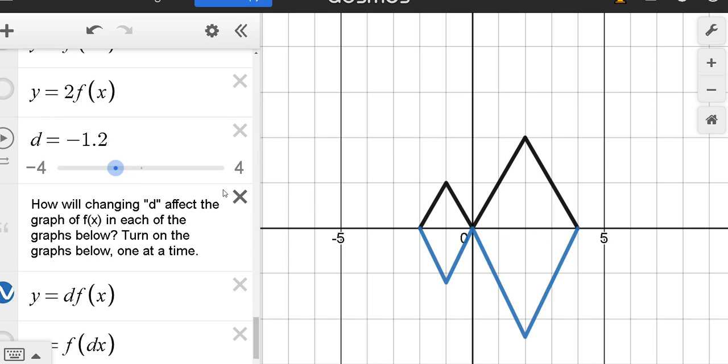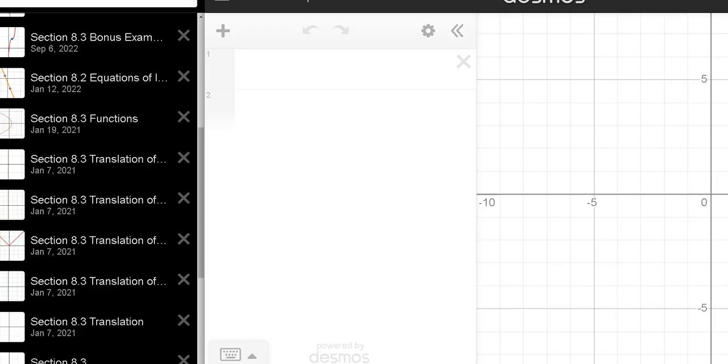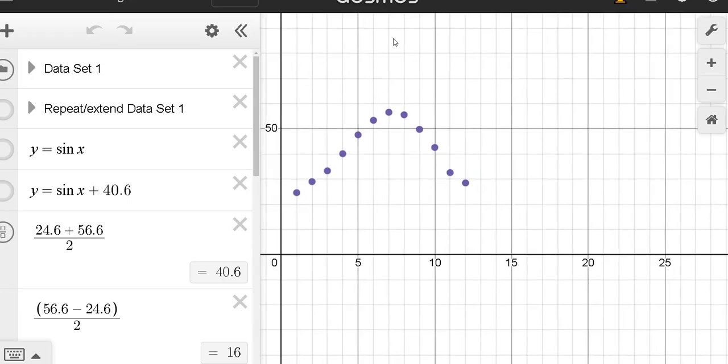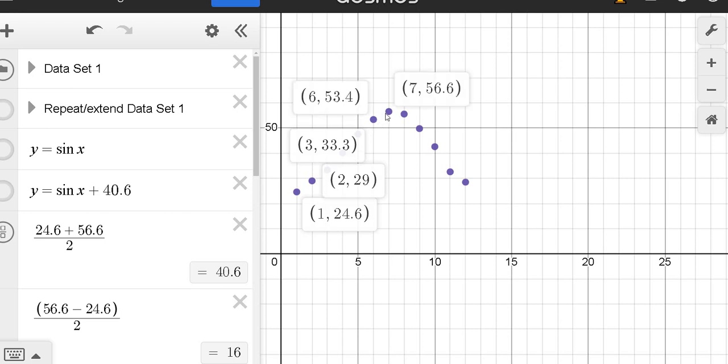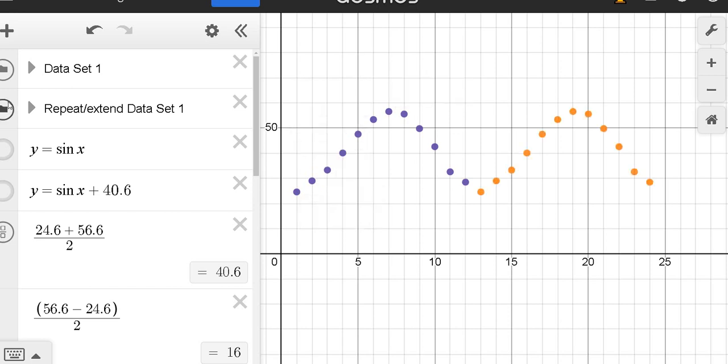So, what's the importance of understanding this and being able to do these kinds of things? Well, let me give you an example from my trig class. This is data that I took from the average monthly temperature in a really cool city, Anchorage, Alaska. Each one of these points is the average monthly temperature in a particular month. Let me extend this data one more time by repeating it for another year.